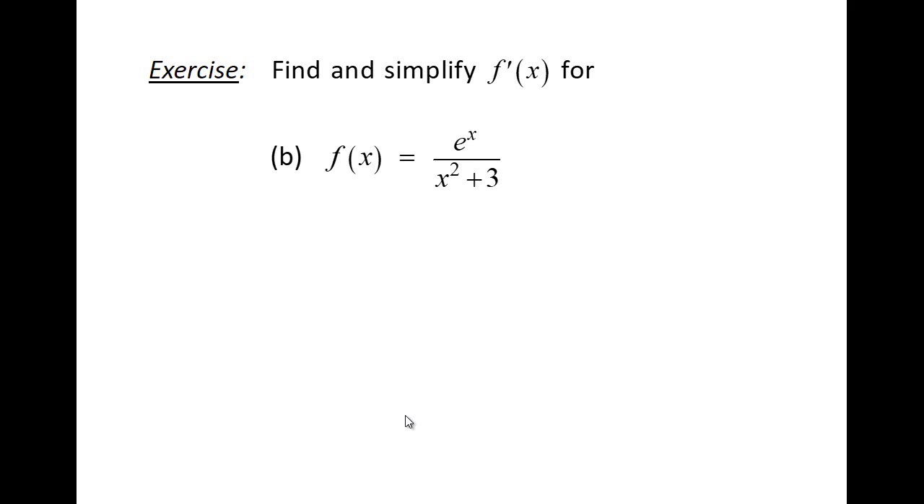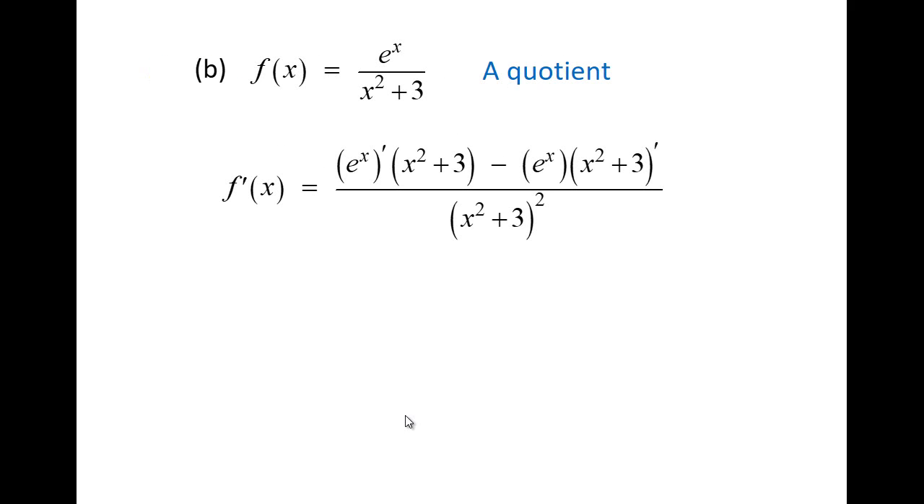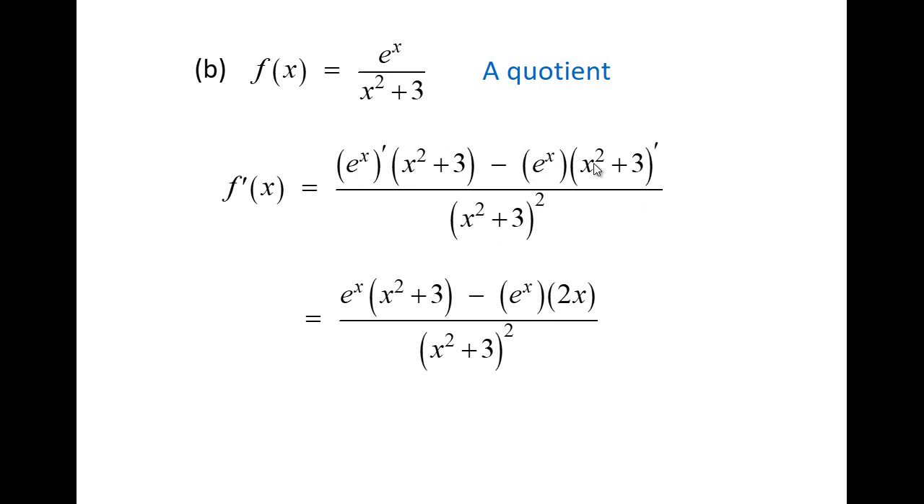So here we have the function f of x, which is equal to e to the x over x squared plus 3. So by using the quotient rule, we see that we get the derivative of the top multiplied by the bottom minus the top multiplied by the derivative of the bottom, divided by the square of the bottom. And the derivative of e to the x is just e to the x. The derivative of x squared plus 3 would be 2x. So what we get is the following.